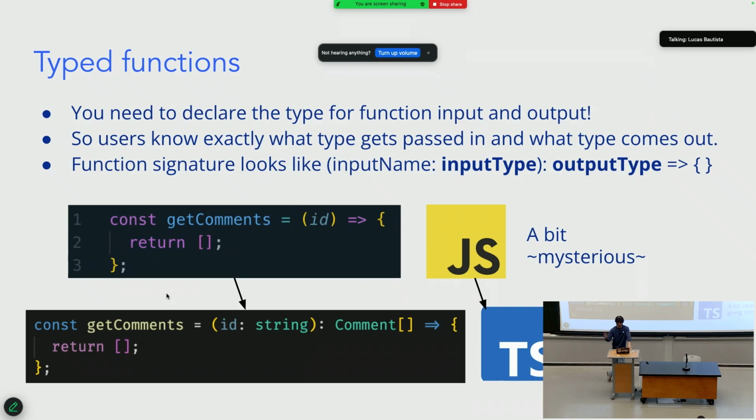And so if we transition this into TypeScript, we can define our ID to be of string type and our return to be an array of comments. This basically ensures that we get what we want inside our function and we return what we want outside the function. And so TypeScript will yell at us if we don't return the correct thing or pass in the correct parameter.